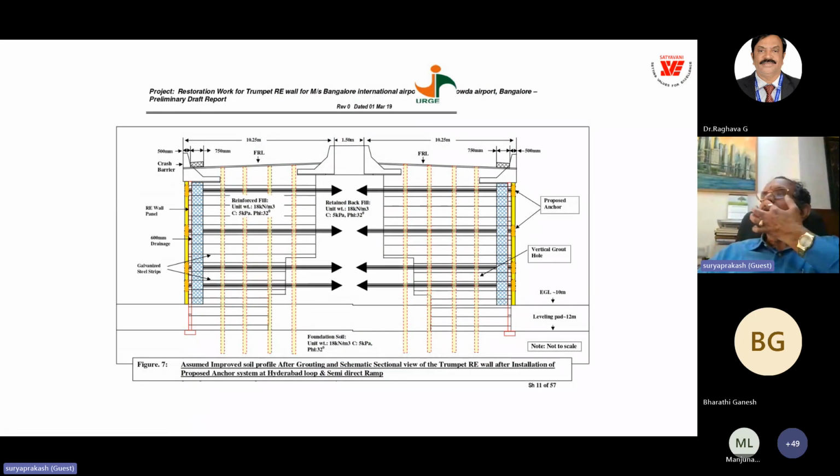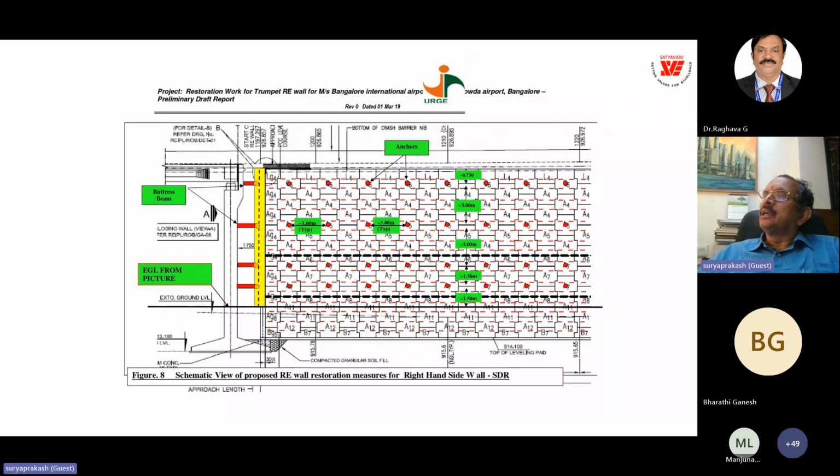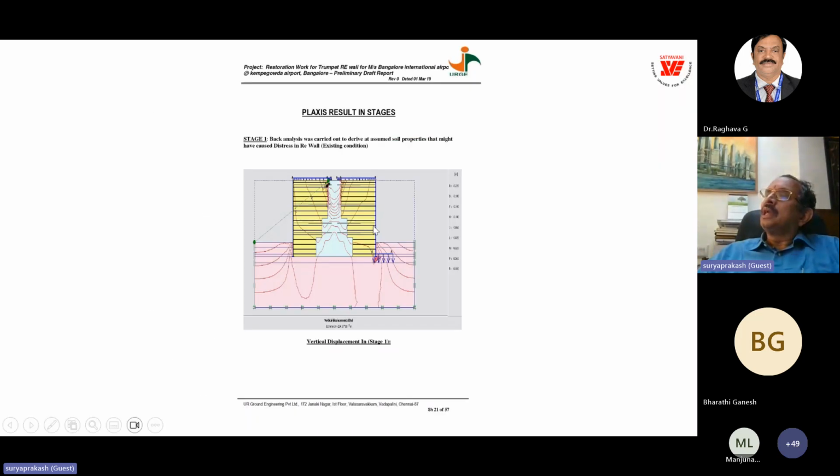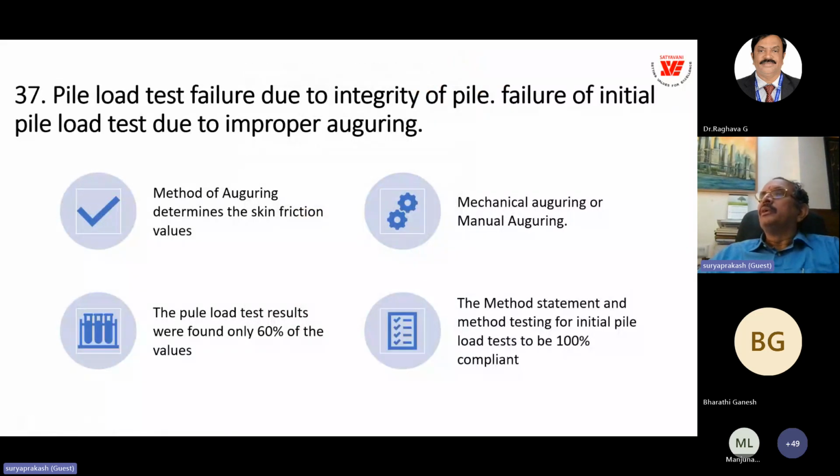So we anchored to the retained backfill back, and all the panels are tested after the restoration of this, and in the Plaxis this was analyzed and found it is safe. Next, pile load test failure due to integrity of pile.